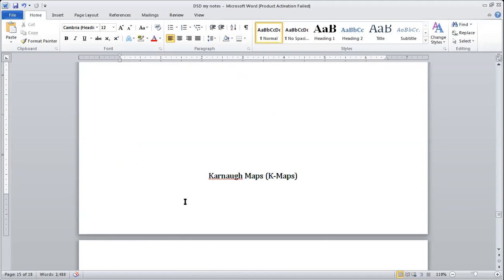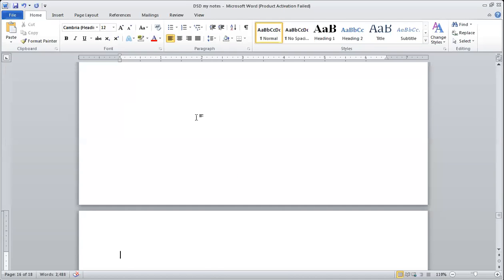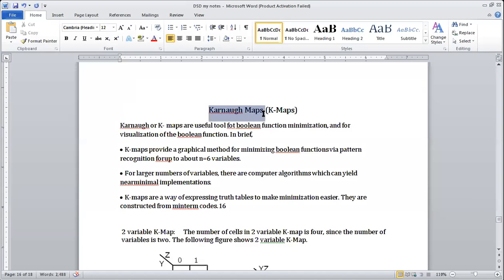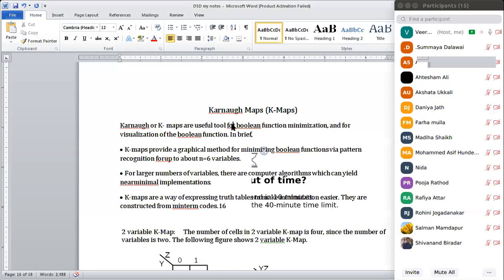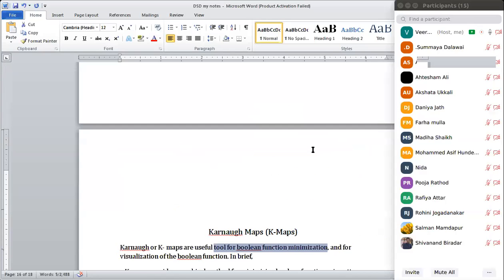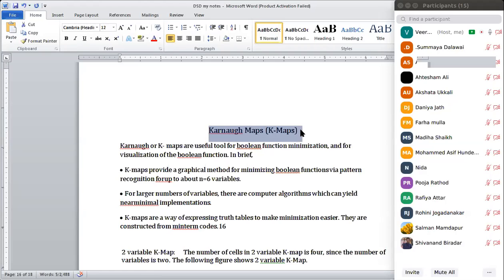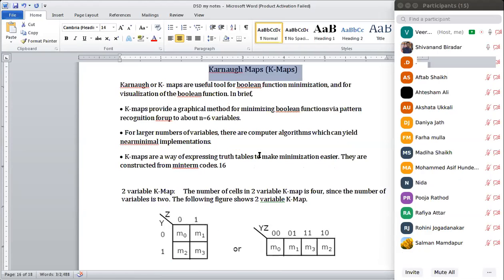That is why another main important topic for this is K-maps, also called Karnaugh maps. So what is the main intention of this Karnaugh map? To minimize, minimization of Boolean functions. Yes, K-maps are a useful tool for Boolean function minimization. To minimize such bigger expressions, K-map is very helpful and very quick. Okay.